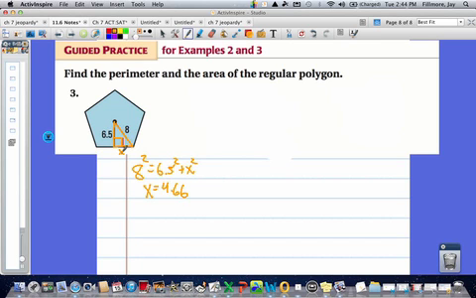So that's x. That's not the length of a side. That's only half the side. The whole side is here. So that means the whole side length is 4.66 times 2, which is about 9.32.